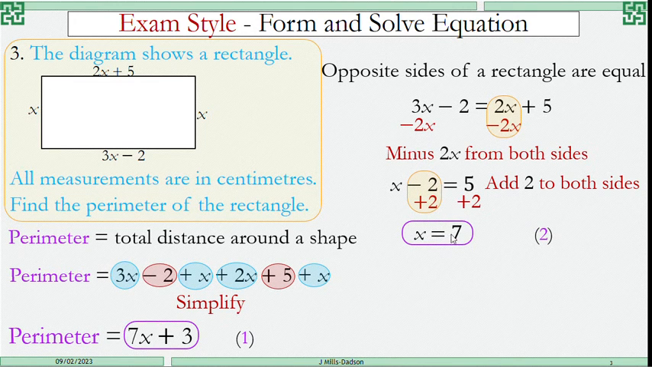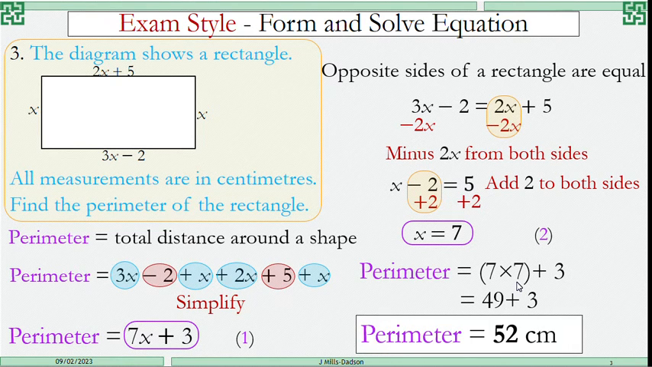So knowing that x is equal to 7, we can now substitute x into this expression, 7x + 3. So we know our perimeter will be 7 times 7, which is 49, then plus 3, which gives us 52 centimeters. So the perimeter of this rectangle is 52 centimeters.